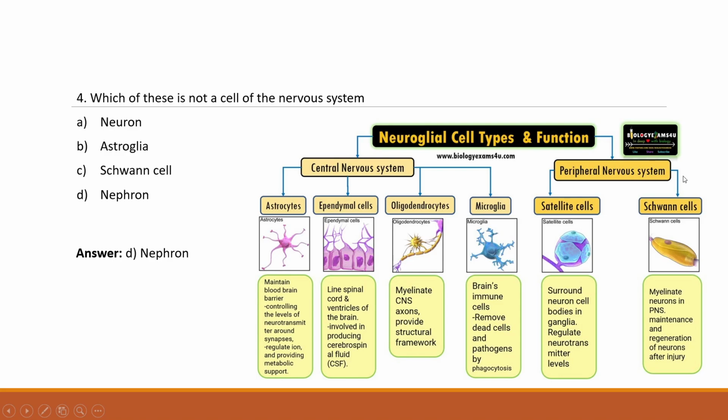And in the peripheral nervous system, we have satellite cells and Schwann cells. Satellite cells look like satellites, that's why they're named satellite cells. They surround the neuron like how satellites surround the planets. They surround neuronal cell bodies in ganglia, and they regulate the neurotransmitter levels. How much concentration of neurotransmitters has to be supplied is regulated by satellite cells.